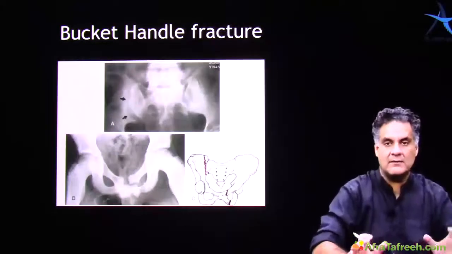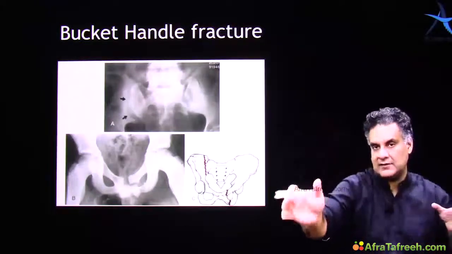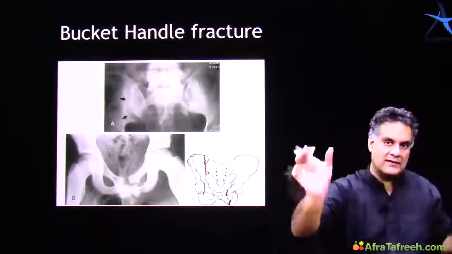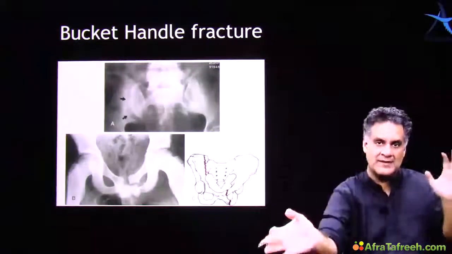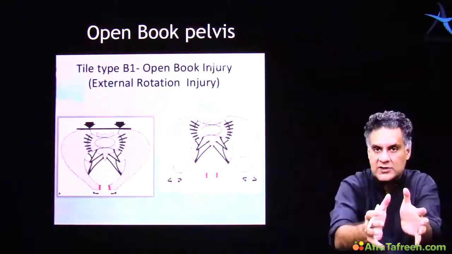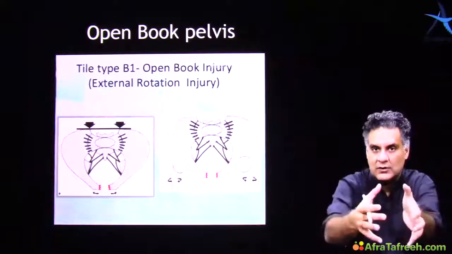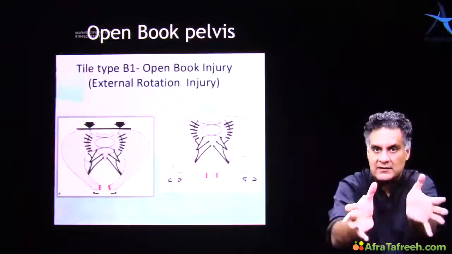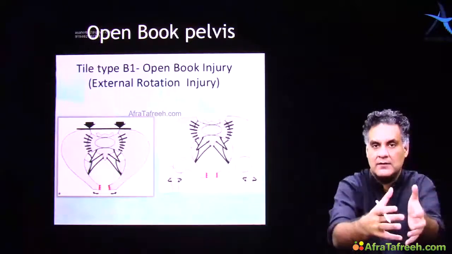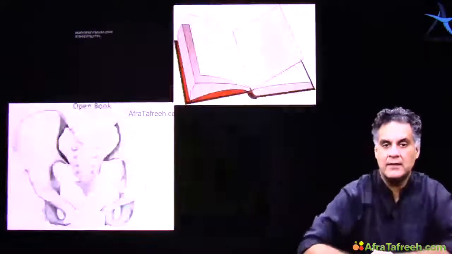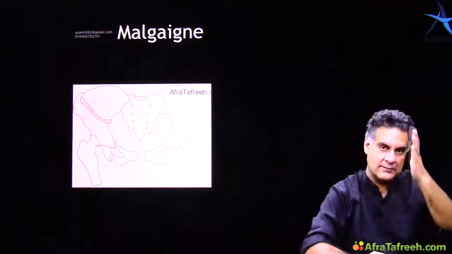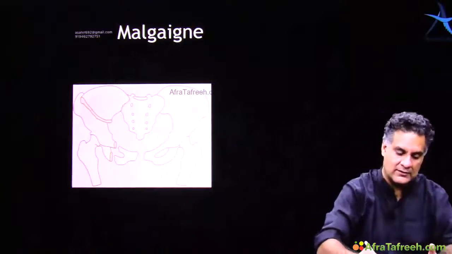Then you have the bucket handle injury. Now the bucket handle injury means if there is an anterior disruption of the pelvis on the right side, there is a posterior disruption on the left side. So that's how, like a bucket handle, it sways down. This is bucket handle injury. Now the open book, the anterior structures open up hinging on the posterior side, called an open book. Both are the type B injuries. So they are instabilities occurring in the pelvis, which are type B injuries. And then you have the Malgaigne injury, where the disruption anterior and posterior on the pelvis occurs on the same side.